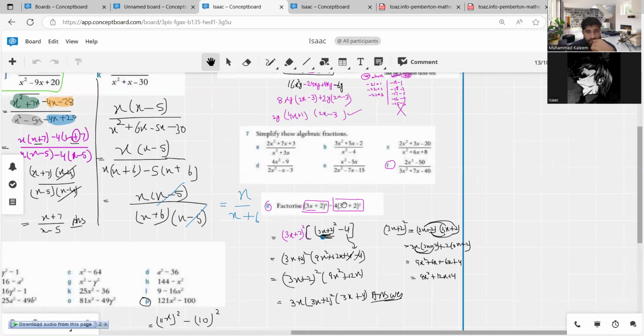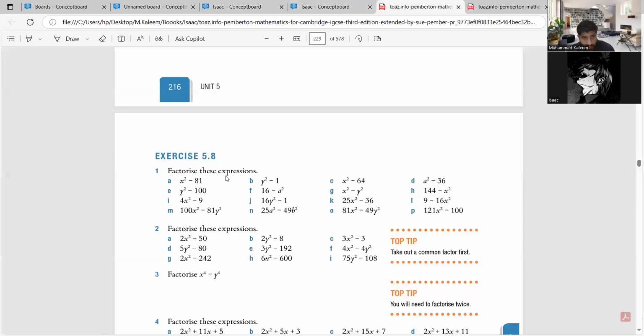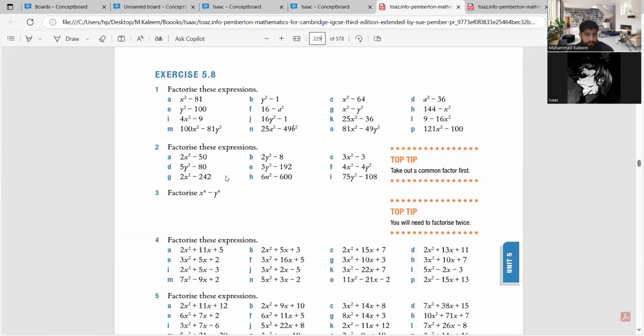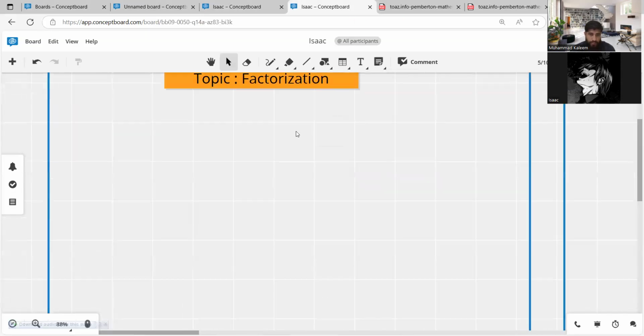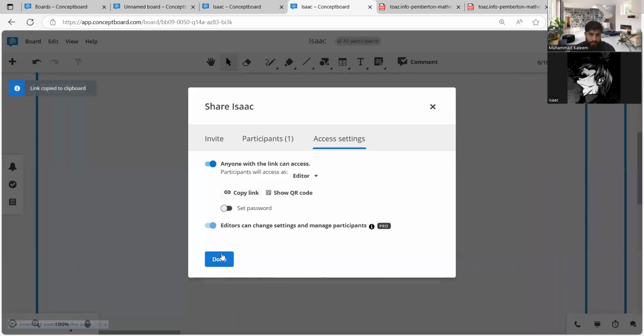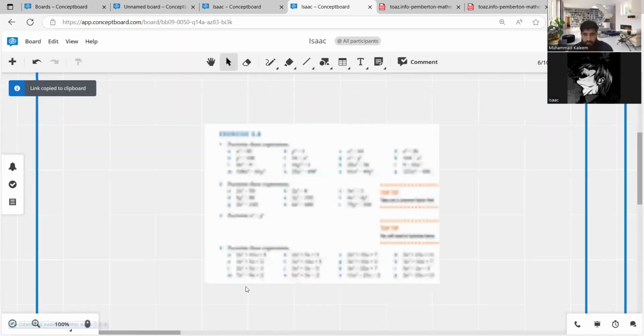Okay, so we didn't solve the question related to the difference of square numbers. We will solve this, 5.8. Do you have any idea about it? No, not really. Okay, then we'll solve these questions. Question number 1.